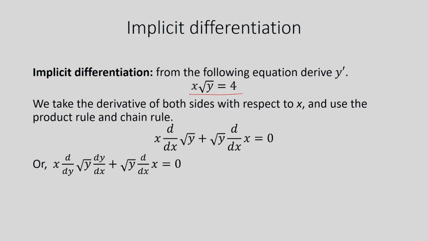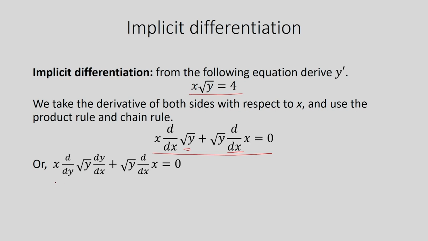So, what we do is that we take the derivative of both sides with respect to x and use the product rule and chain rule. If I take the derivative of both sides and use the product rule first: the first function, which is x, multiplied by d/dx of the second function, which is root over y, plus the second function, root over y, multiplied by the derivative of the first function, which is dx/dx. And on the right hand side you have the constant, and if you take the derivative of the constant it becomes 0.